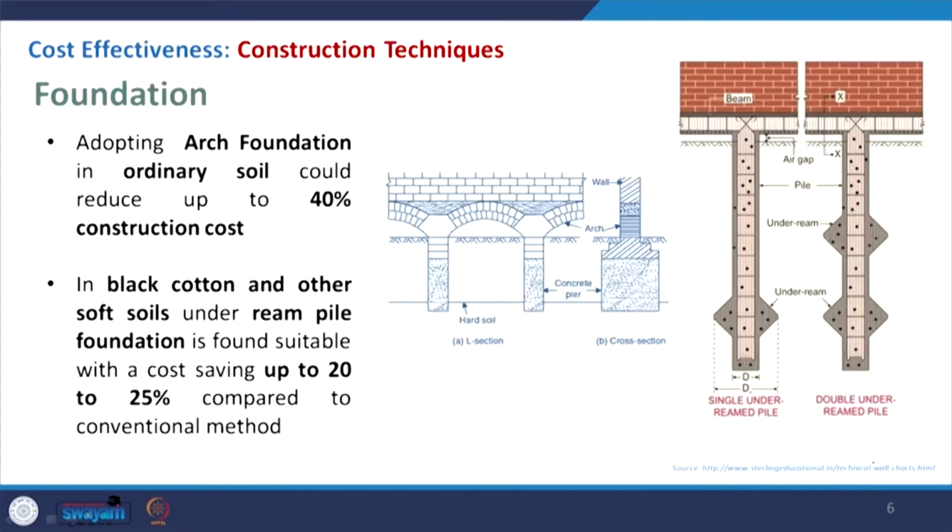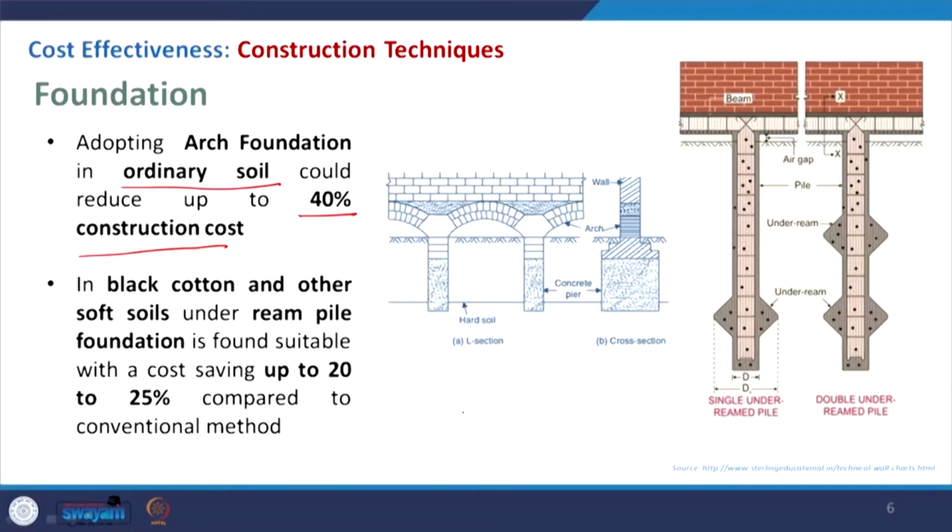Now, coming to the foundation. For 1 story and 2 story buildings, earlier there are examples where people used the arch foundation or the inverted arch foundation. It is considered to be cost effective, and can save up to 40% of the construction cost of the foundation, because the foundation itself is a huge construction. When you go for the superstructure above the ground, the cost of the foundation and footing is higher compared to that.